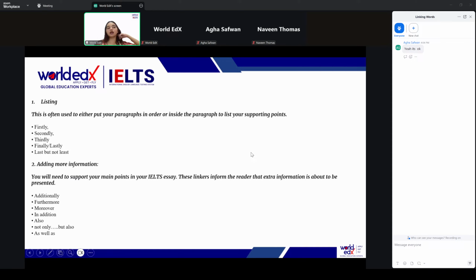Okay, now coming to the next one. Whenever you're listing an idea, you can definitely use firstly, secondly, thirdly, finally, lastly, last but not the least. Last but not the least is a spoken connector, so you don't have to write it in the written connector. The next is when you want to add more information, you will use additionally, furthermore, moreover, in addition, also. Not only this but also this, as well as. Again, not only this but also is a spoken connector, so use it accordingly.